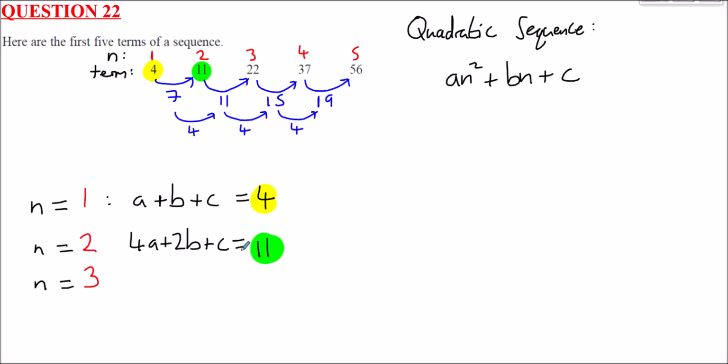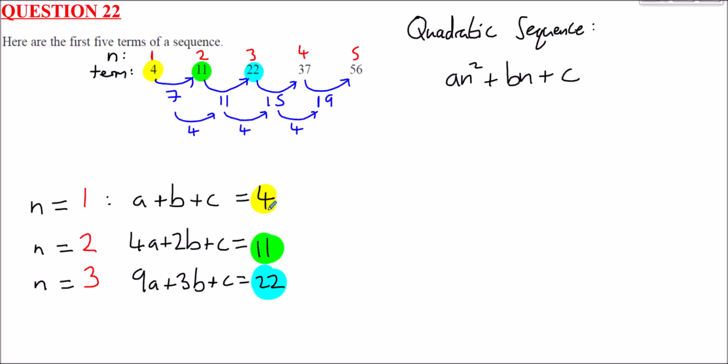And the final one, when n is 3, we just substitute in when n has a value of 3, and we get here the third term, which is 22. So when n is 3, we substitute that into the an squared plus bn plus c expression. a times n squared becomes a times 3 squared, which is a times 9, which is 9a. bn becomes b times 3, which is 3b. And of course, again, c is just c on its own. So you get 3 different equations.